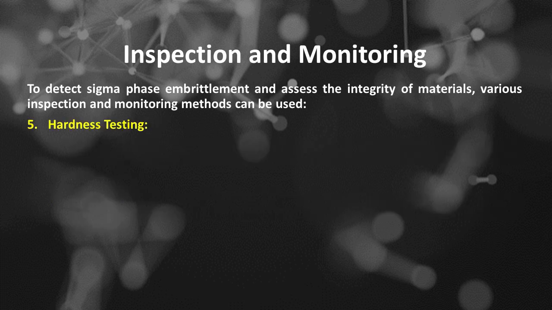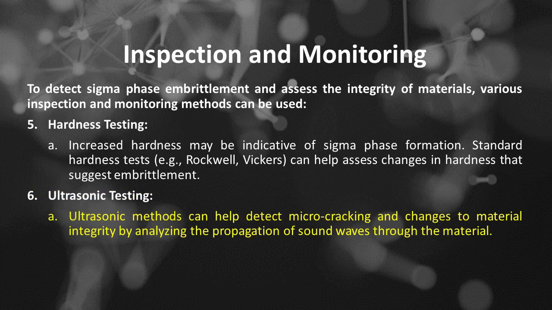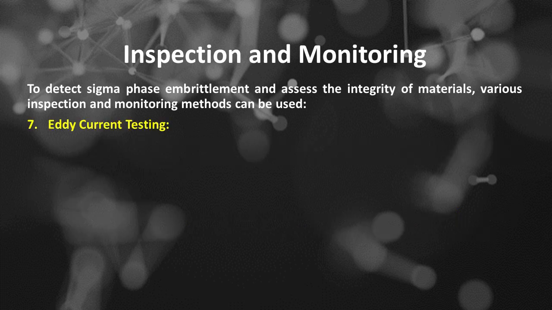Number 5 is hardness testing. Increased hardness may be indicative of sigma phase formation. Standard hardness tests, such as Rockwell and Vickers, can help assess changes in hardness that suggest embrittlement. Number 6 is ultrasonic testing. Ultrasonic methods can help detect microcracking and changes to material integrity by analyzing the propagation of sound waves through the material. Number 7 is eddy current testing.